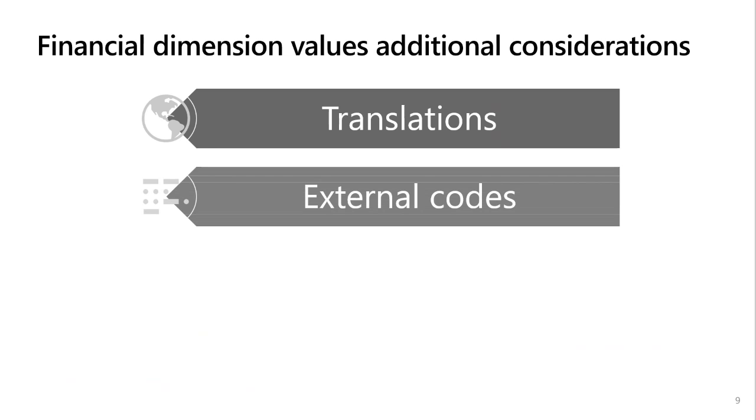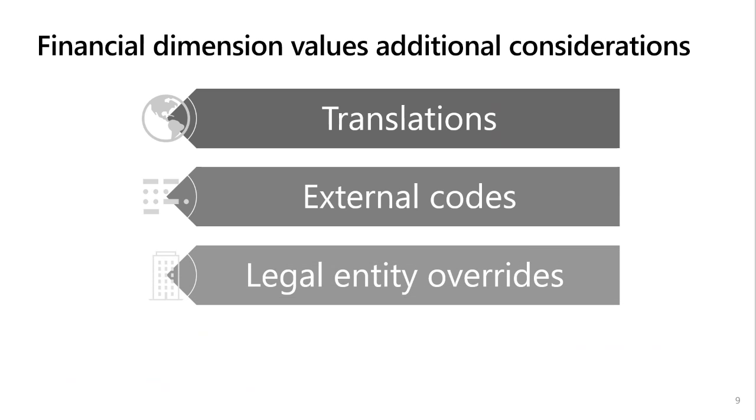External codes can be configured for each financial dimension as well. These codes are often used to make the values appear different on reports, for example, on a purchase order invoice, or to integrate and map the value to another value in another system.